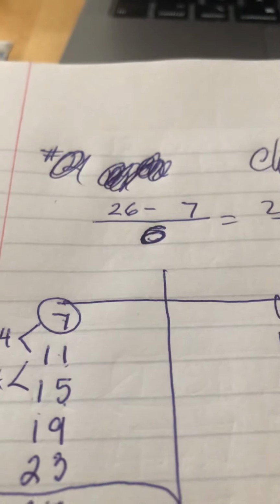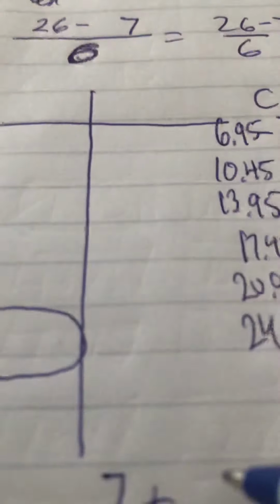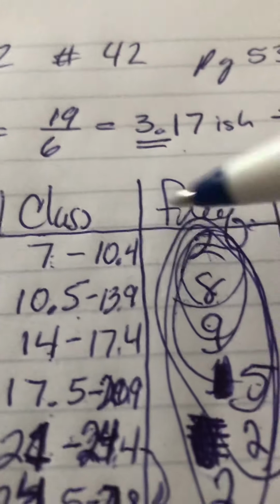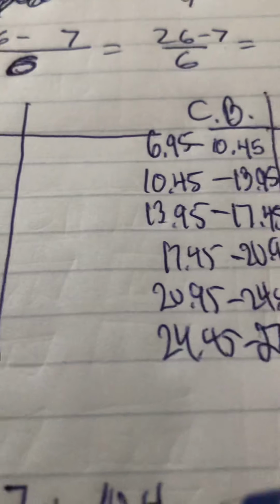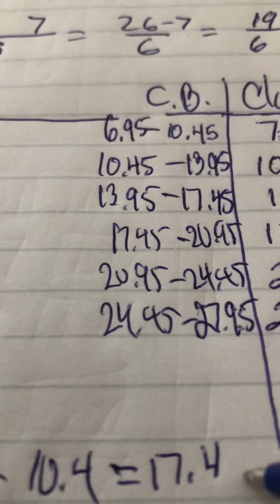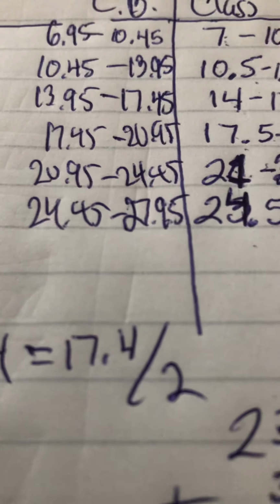A real quick comment about how to find the midpoints if you were asked to do midpoints. Take your 2 class boundaries, the 7 and the 10.4. You add them, you'll get 17.4. And to get the midpoint, you divide by 2. There are a couple things in MyMathLab that ask you to do that. So that's how you get the midpoint.